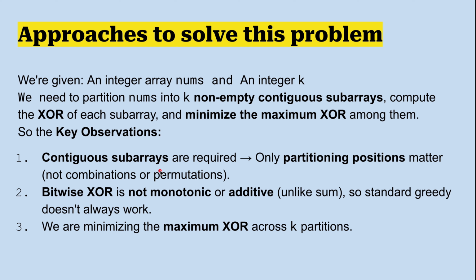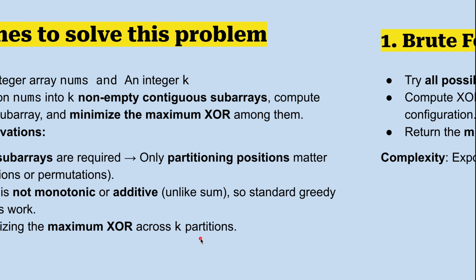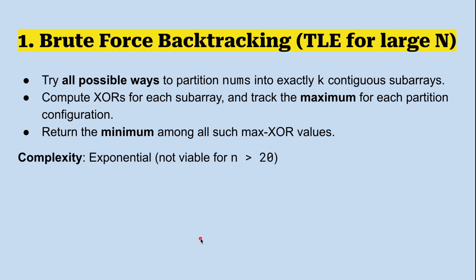First of all, continuous subarrays are required, then we have to operate bitwise XOR, and then we have to minimize the maximum XOR across the k partitions, right. So the very first approach is the brute force approach, which will give you a TLE, and the code will not get accepted, right? Because you would try all the possible ways to partition nums into exactly k continuous subarrays, compute the XOR for each subarray, track the maximum for each partition configuration, and return the minimum among all such max XOR values, right?